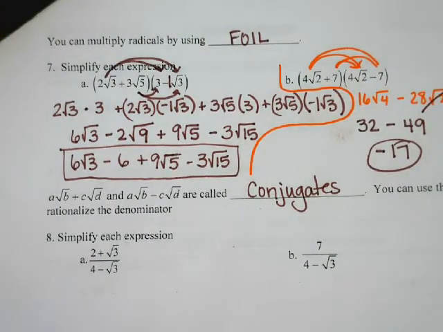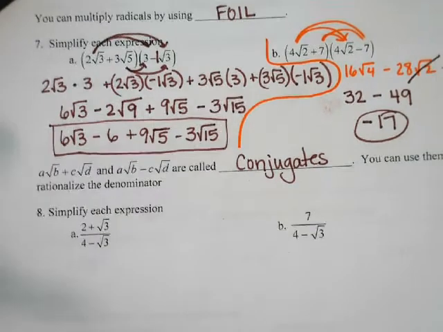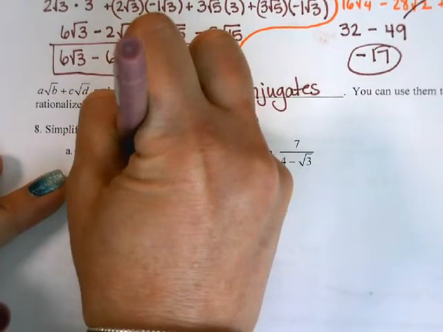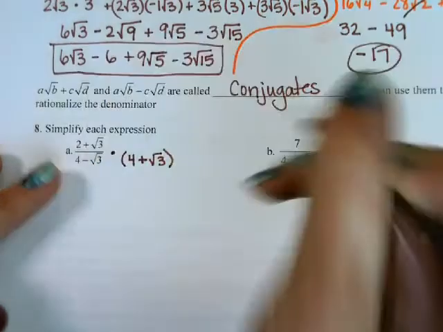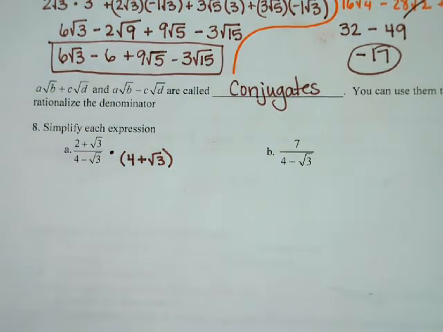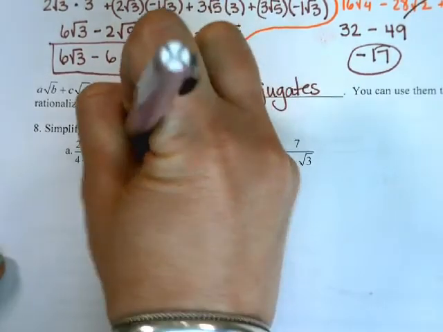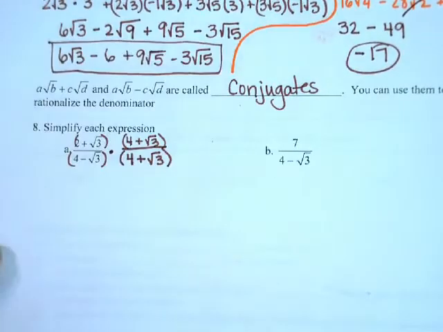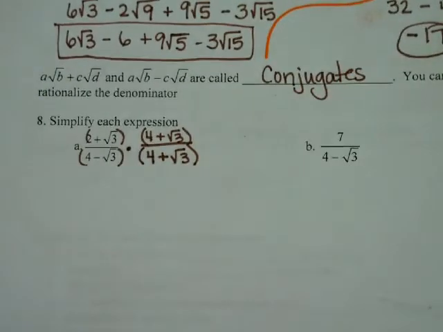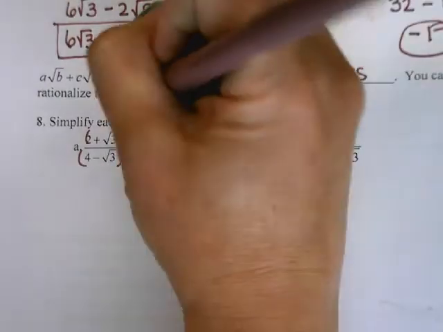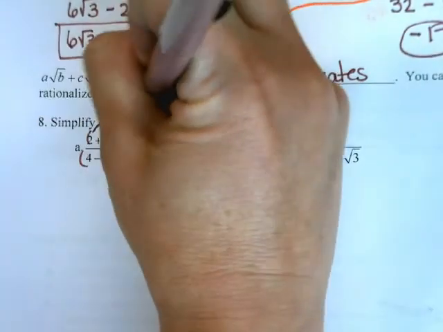So it looks exactly the same, except for the sign in the middle is different. So 4 minus the square root of 3, I'm going to rationalize by 4 plus the square root of 3. And whatever you do to the denominator, you have to do to the numerator. Alright, so I'm going to start with the numerator and I'm going to FOIL everybody.